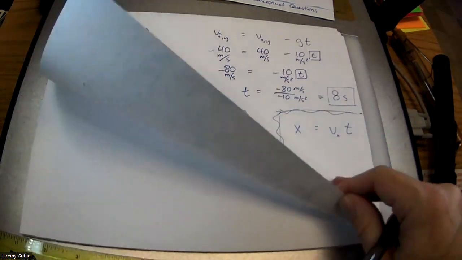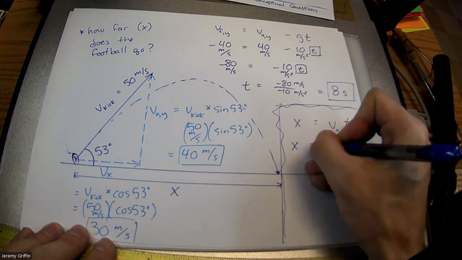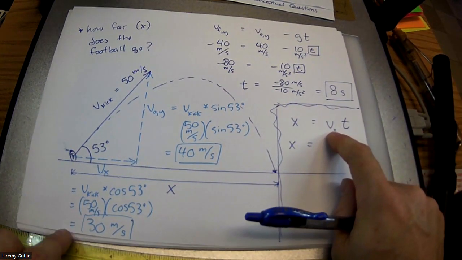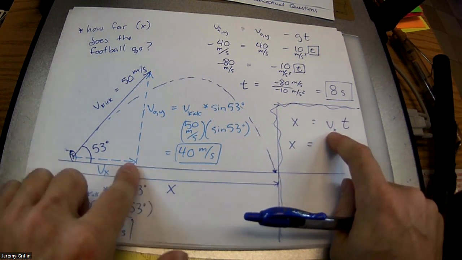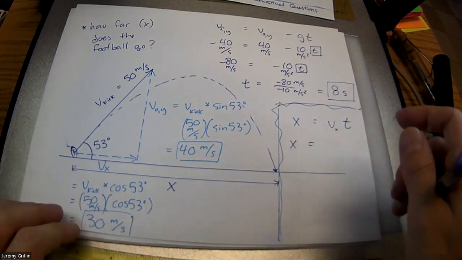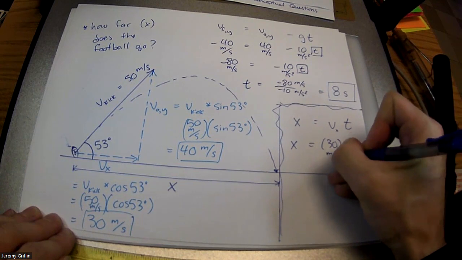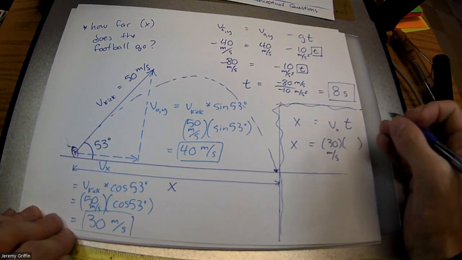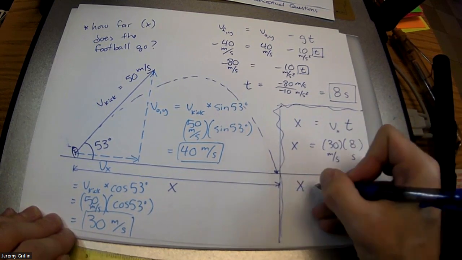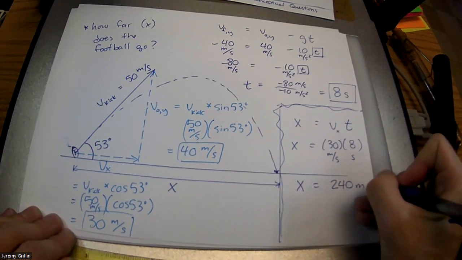So how far does it go? Right now, how fast is it going across the field? 30 meters per second across the field. That's this right here, which comes from 50 cosine 50 degrees. So 30 meters per second across the field, and it does that for how many seconds? 8 seconds. Put it all together. How far did my football go? 240 meters.